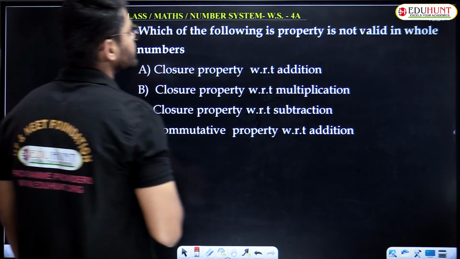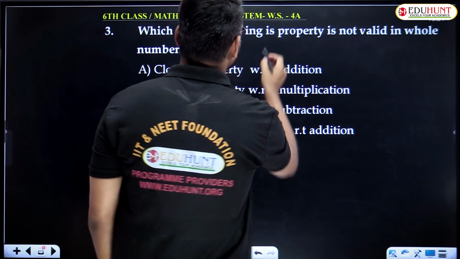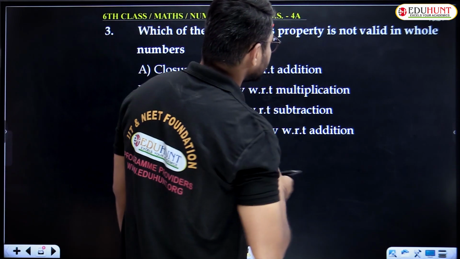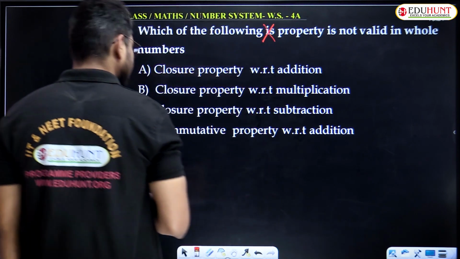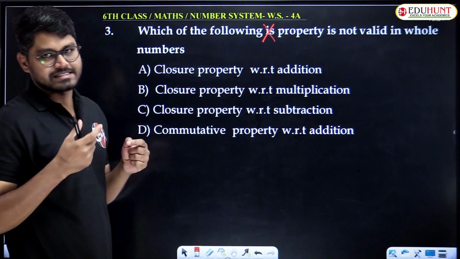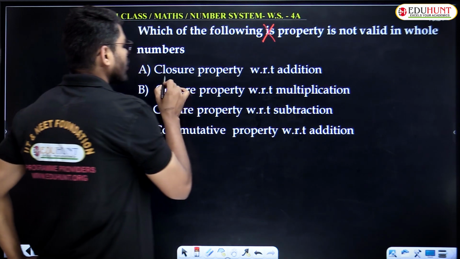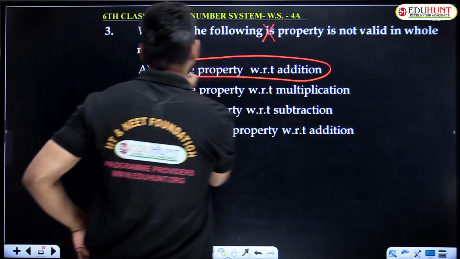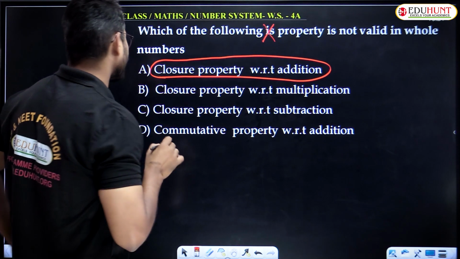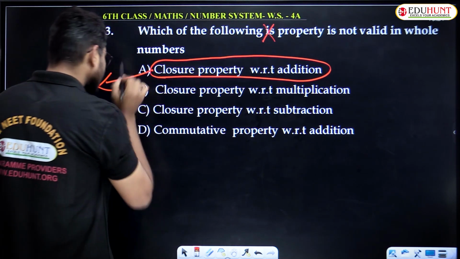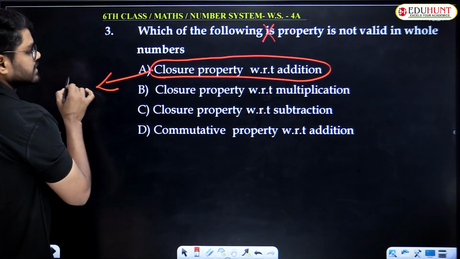Which of the following properties is not valid in whole numbers? We have already discussed all the properties. The first property is closure property with respect to addition. What do you mean by closure property? Take it with respect to addition.